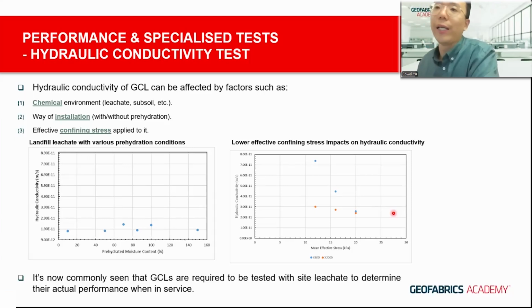And it's good to see that now it's very common that clients ask for their GCLs to be tested with the site-specific leachate to determine their actual performance. Because in some cases, you find the actual values you get can be quite different from the values claimed in the manufacturer's TDS.